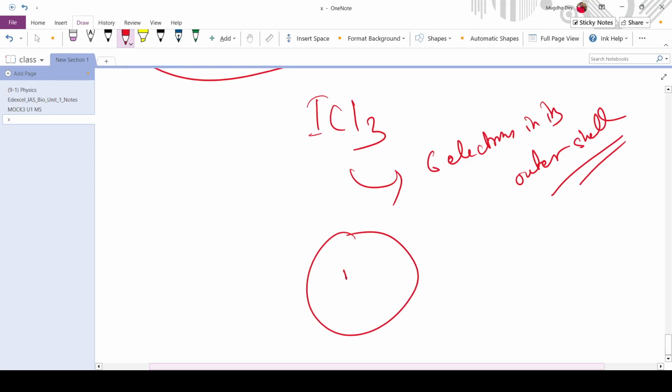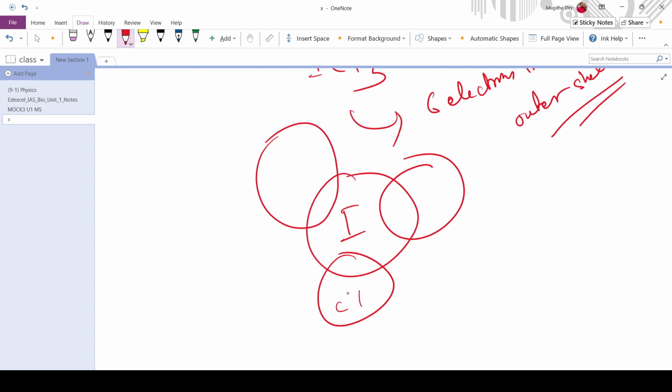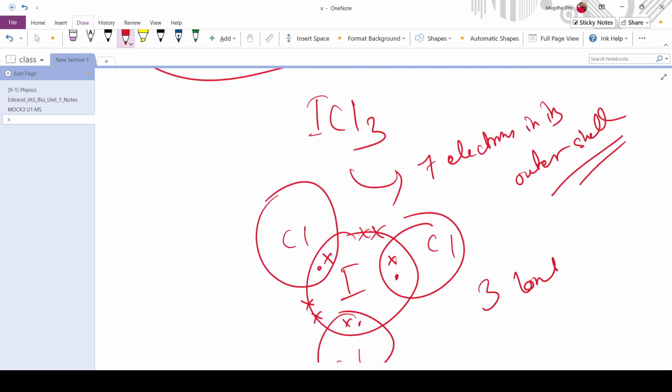So if there are 6 electrons in its outer shell, and there are 3 chlorine atoms, chlorine, chlorine, chlorine, you have this, you have that. So these 3 gone, and I believe 1, 2, 3, 4, 5. Is it 6 electrons? Oh no, sorry, I made a mistake. There's 7 electrons. Yes, so here we go. You have three bonding pairs.